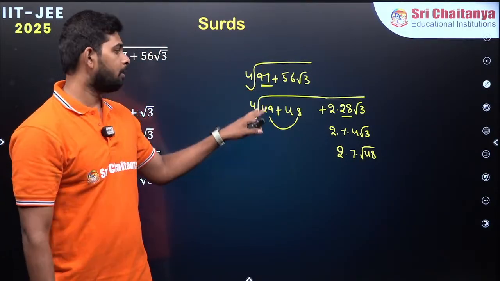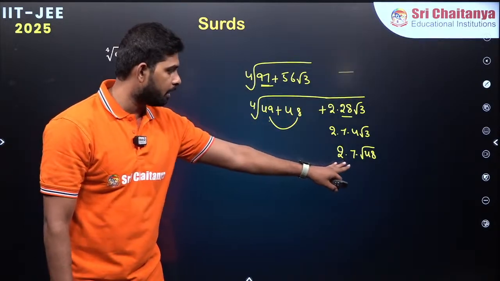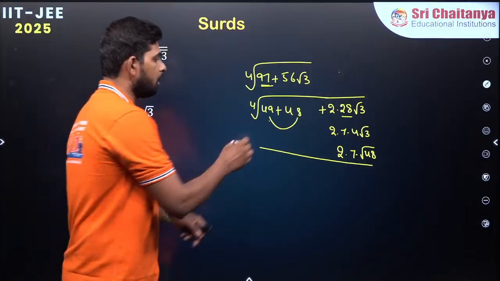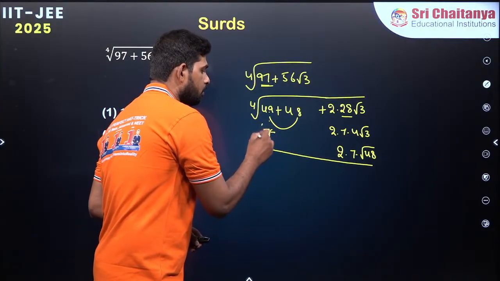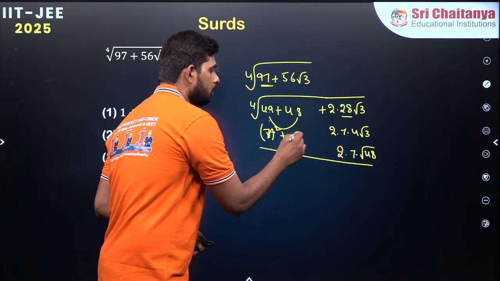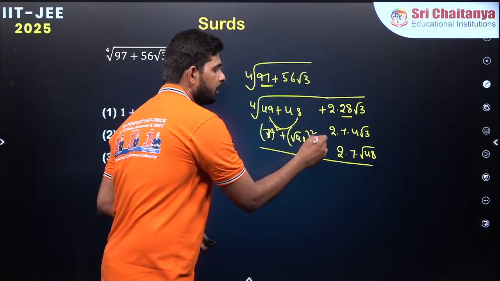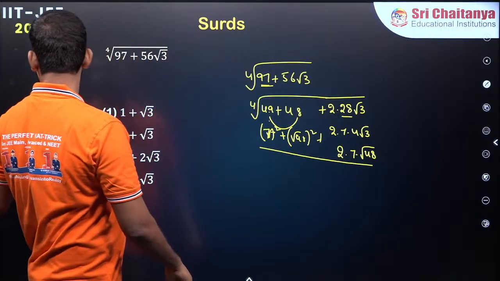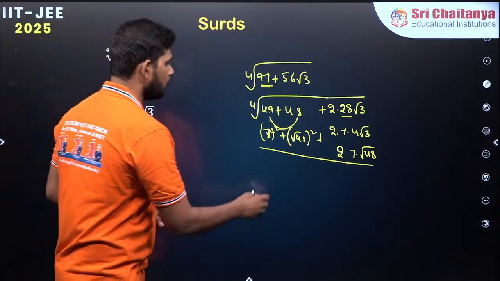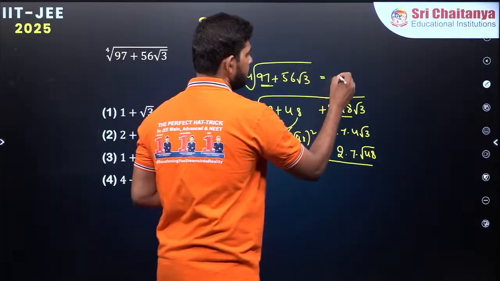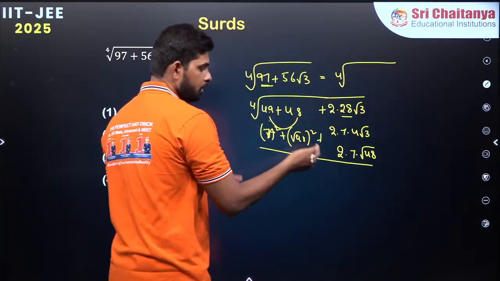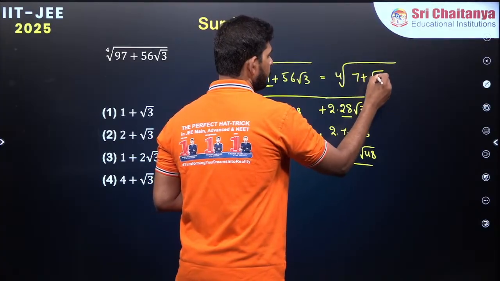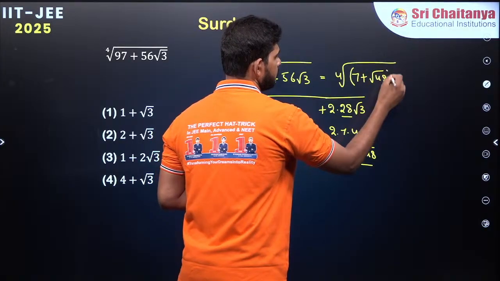You can see that 97 we are writing as the sum of two numbers, that is 7 square and square root of 48 whole square, which can be simplified further. As you can see, this is a square, that is 7 square, and this one here root 48 whole square, and plus we are having 2 into 7 into root 48 in total. So this entire expression can be taken as fourth root of this one perfect square, that is going to be 7 plus root 48 whole square.